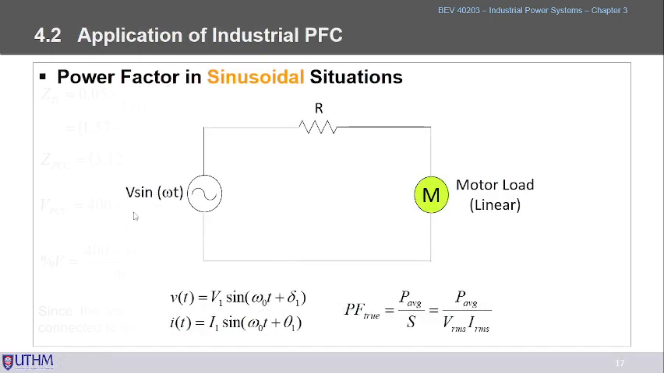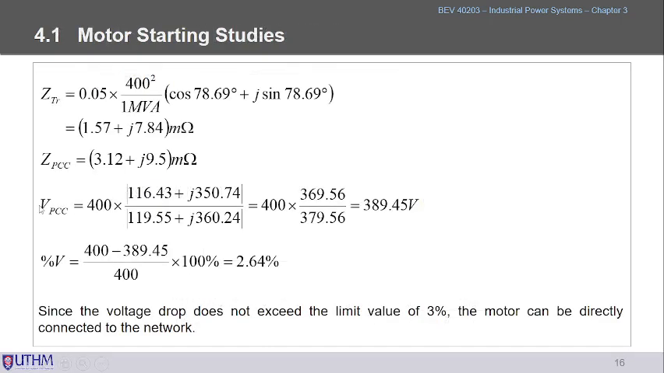And after that, we simply calculate the voltage at the PCC point, and the voltage 400 divided by this is the ratio that we wanted. And finally we obtain that the voltage at the PCC during the motor starting is only 389 instead of 400. So how much is the voltage drop?